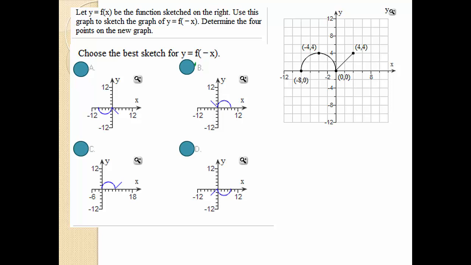So if we're going to do the graph, we could have plotted those points. Or in this case, we're just going to reflect it. We're going to flip it right across the y-axis. So it's going to be the same graph, but like it was flipped around the y-axis. That looks like this one, right? That's the same graph, but flipped around the y-axis. So it's B.